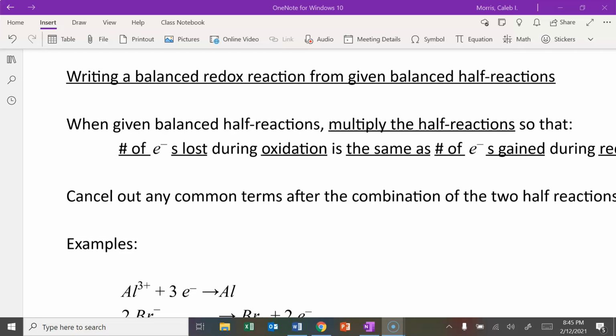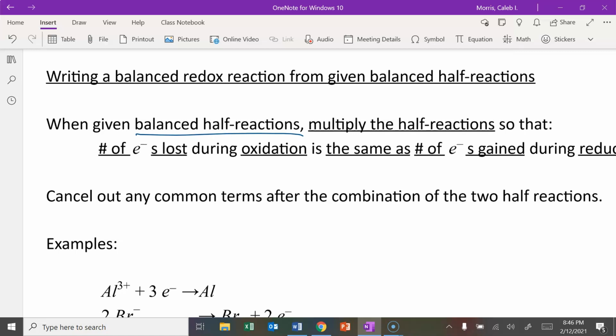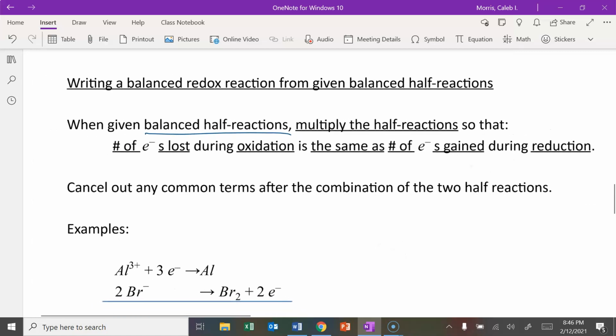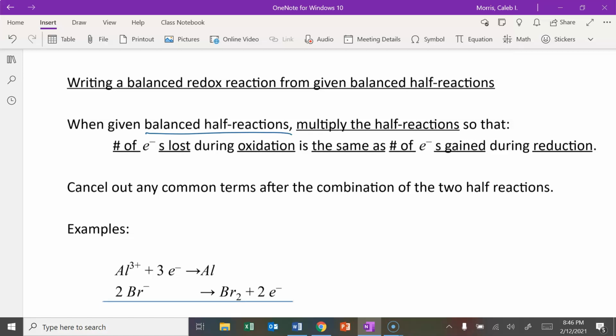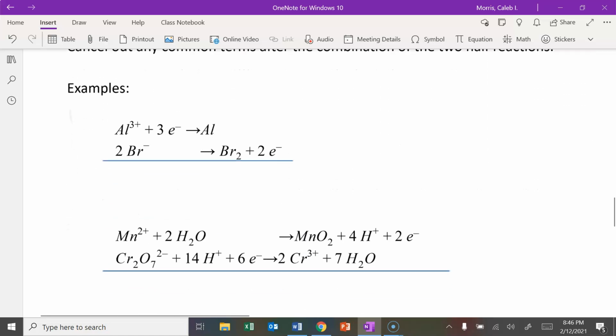Okay, so writing a balanced redox reaction given balanced half reactions, what would we do? Well, if you're given a balanced half reaction, we're going to multiply the half reactions so that the number of electrons lost during oxidation is the same as the number of electrons gained during reduction. What we want is to have the same number of electrons on the reactant side as on the product side between the two half reactions. And then we're going to add them together into one reaction and cancel out common terms. Now let's do an example. Hopefully it'll make even more sense.